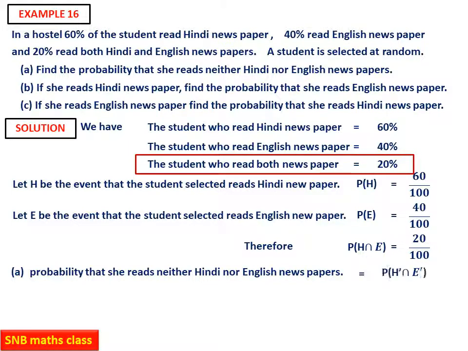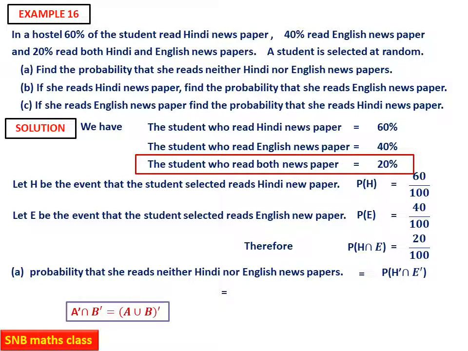Now first problem is this: find the probability that she reads neither Hindi nor English paper. What do you mean by that? So this will be equal to probability of H complement and, that means you have to understand this one. Neither Hindi nor English means not Hindi and not English. That is the meaning. So in terms of set language, it is probability of H complement intersection E complement.